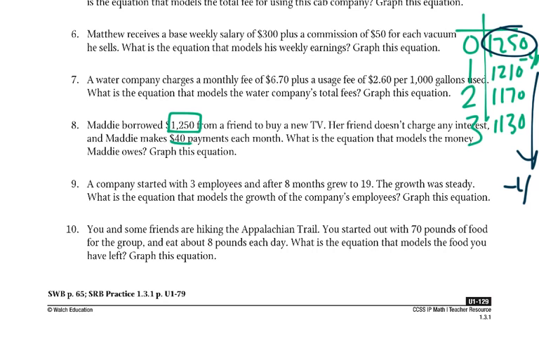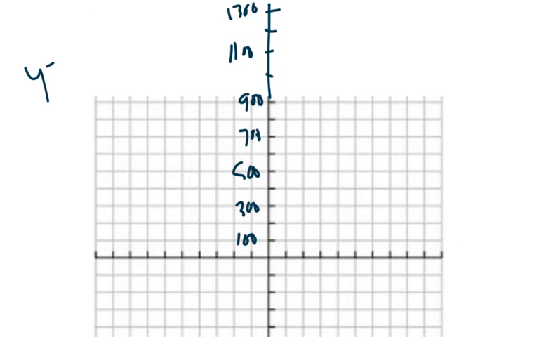Our growth, we are subtracting 40 for every one. So it would be y equals negative 40, because we're subtracting it, over 1, x plus 1250. So y equals negative 40x plus 1250. So 1250 is right here. Subtracting 40 as we go to the right one would be about here, then about here, then about here. We just keep going down 40 as we go to the right one.